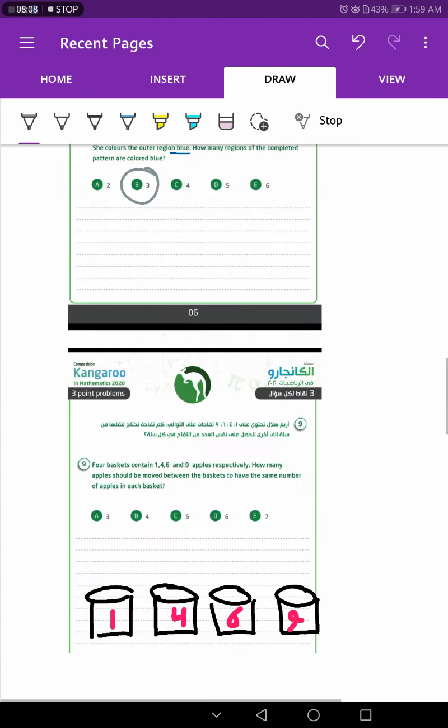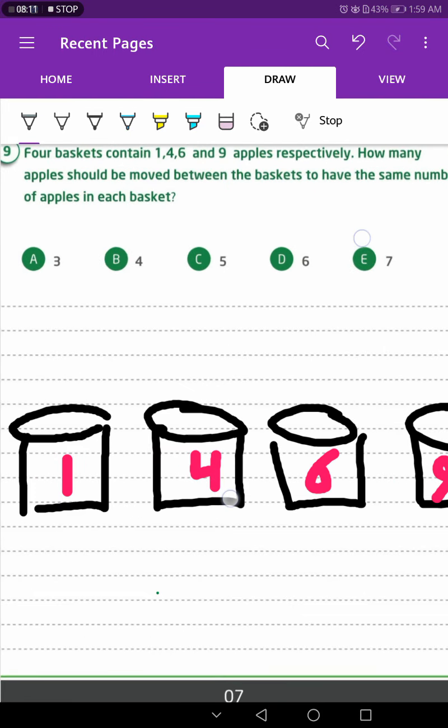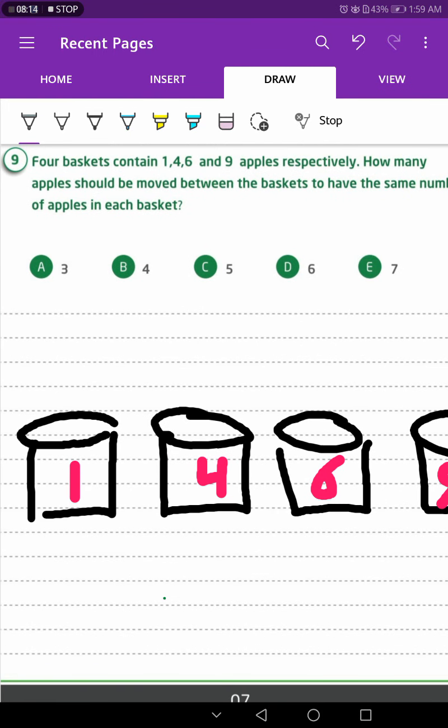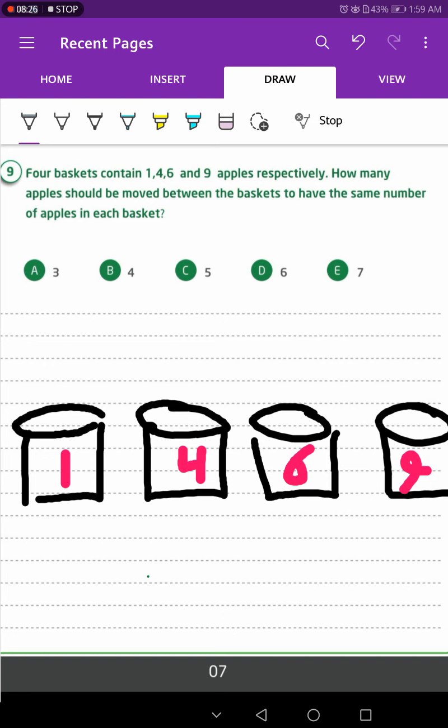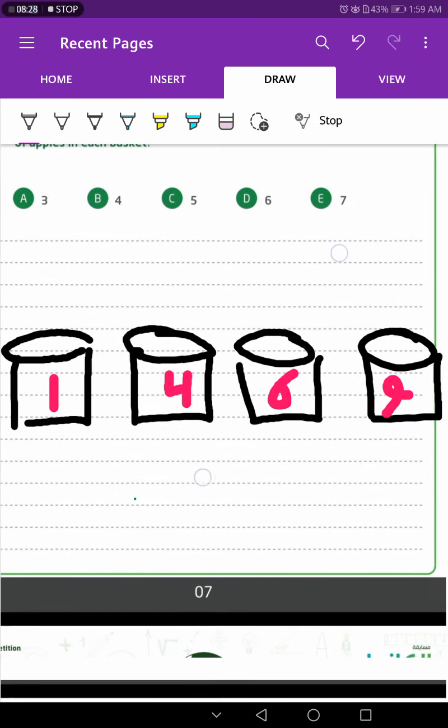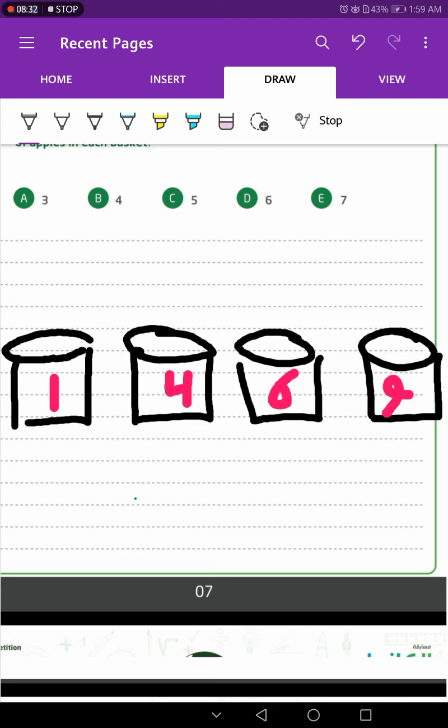Okay, my dear students. Now let us take this question. 4 baskets contain 1, 4, 6 and 9 apples respectively. How many apples should be moved between the baskets to have the same number of apples in each basket? So I have 4 baskets, and he asks you to move apples to make the number of apples equal. For example, as you see here, we have 9 apples here and 6 apples here and 4 apples here and 1 apple here. You have to share the apples between them equally.